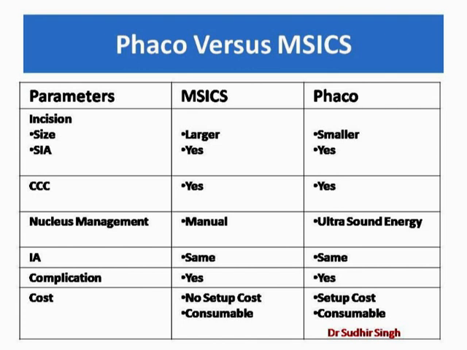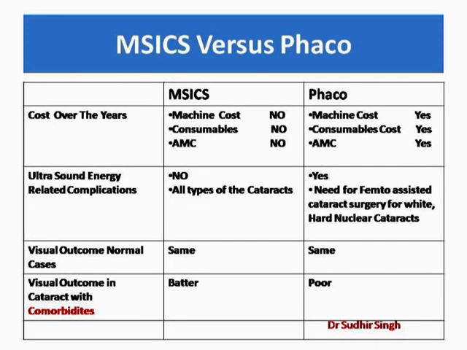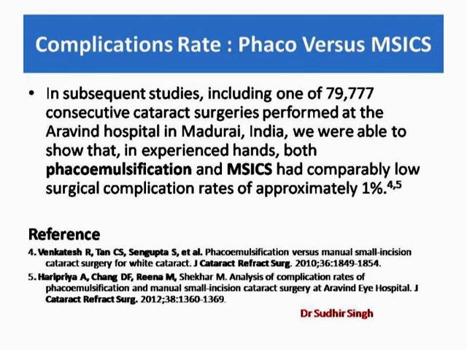If we compare manual small incision cataract surgery with Phaco emulsification, manual small incision cataract surgery is faster, economic and has comparable visual outcome in cataracts without comorbidities, while MSICS has better visual outcomes in cataracts with comorbidities than Phaco emulsification.